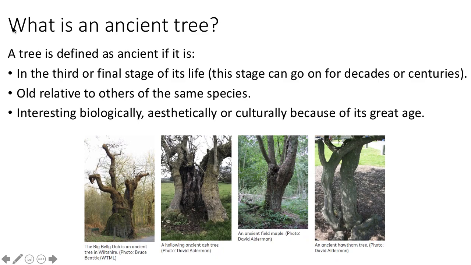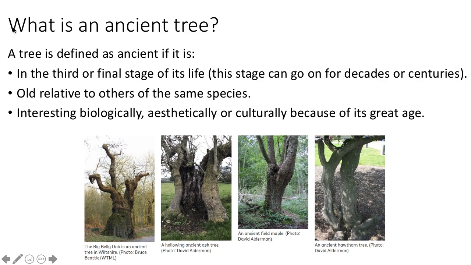So first of all, what is an ancient tree? A tree is defined as ancient if it is in the third or final stage of its life, and this stage can go on for decades or centuries. It's old relative to others of the same species, and it could be interesting biologically, aesthetically, or culturally because of its great age. So, how old an ancient tree is depends on the species.